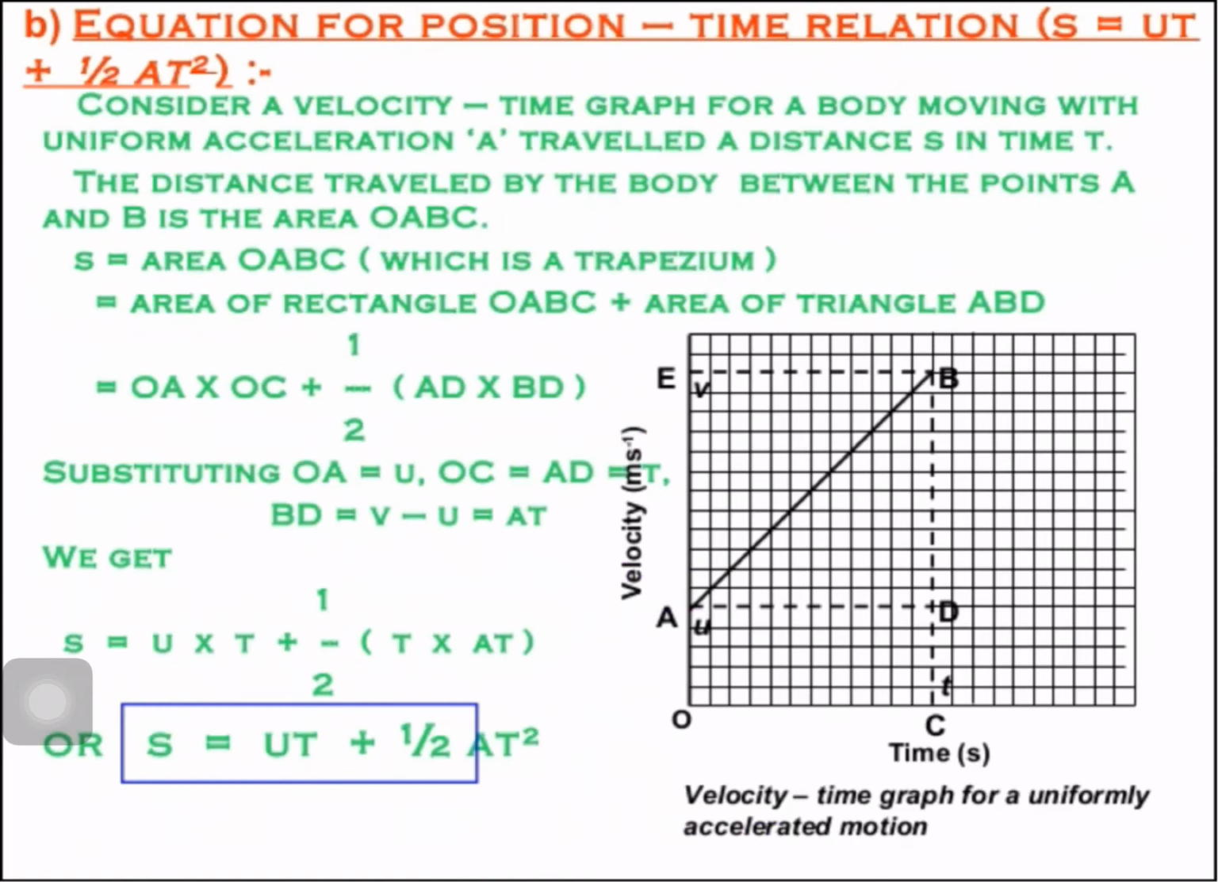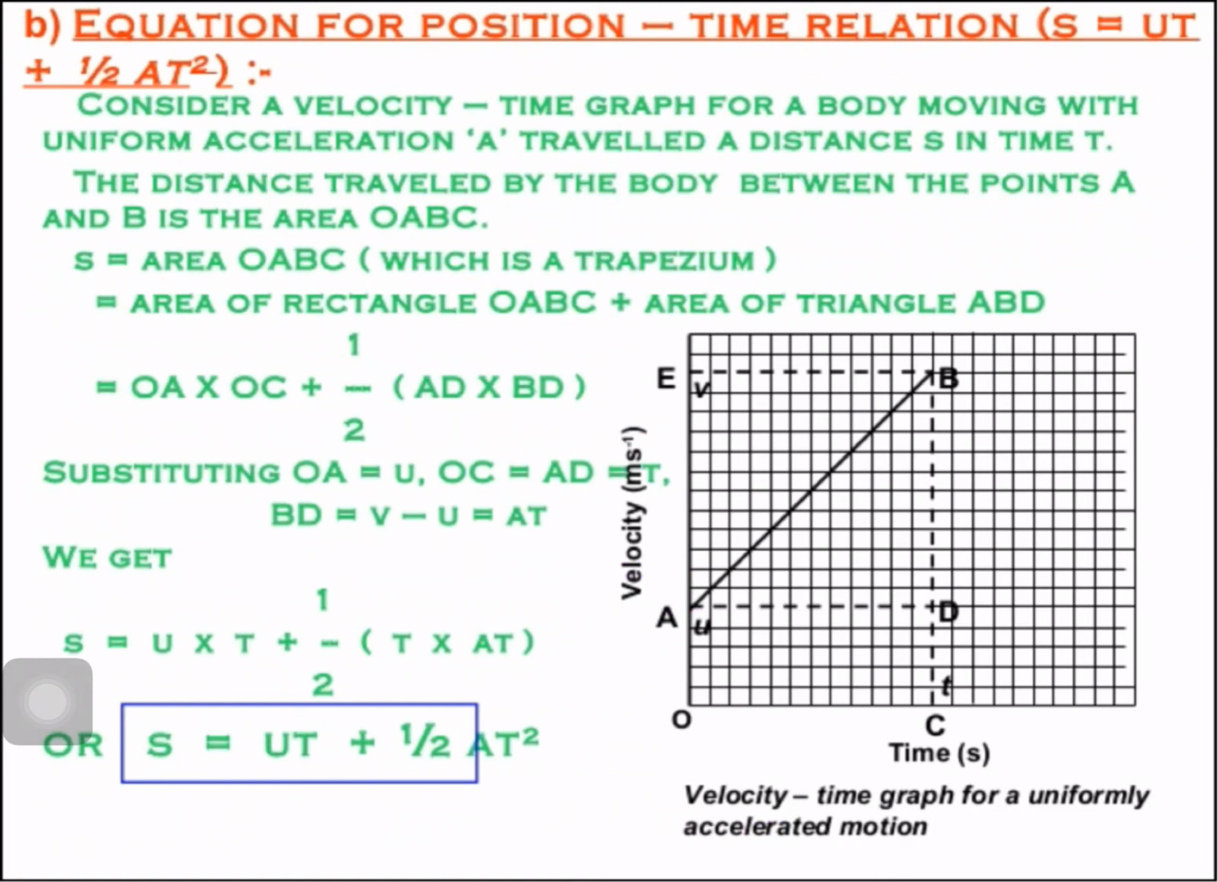In the same way, the second equation, same graph. Here time is taken on the x-axis, velocity on the y-axis, same graph. But here we are going to see the distance. S is nothing but the area of the trapezium. OABC is a trapezium. Am I right? But in this case, the trapezium has two parts inside it. One is a triangle, another one is a rectangle.